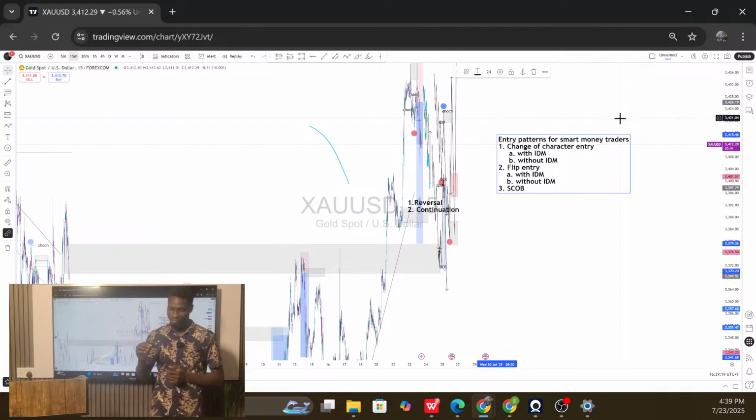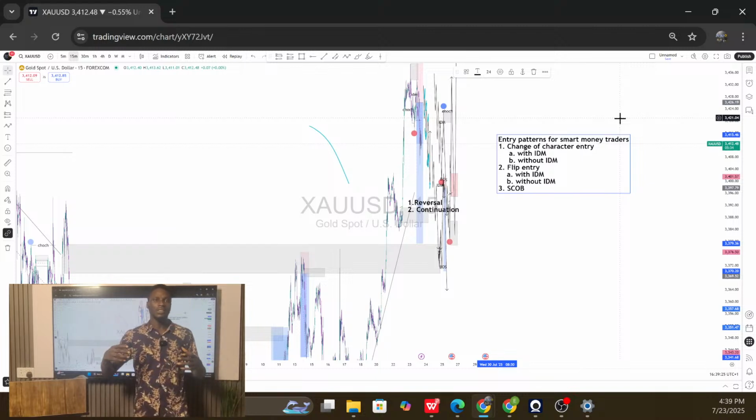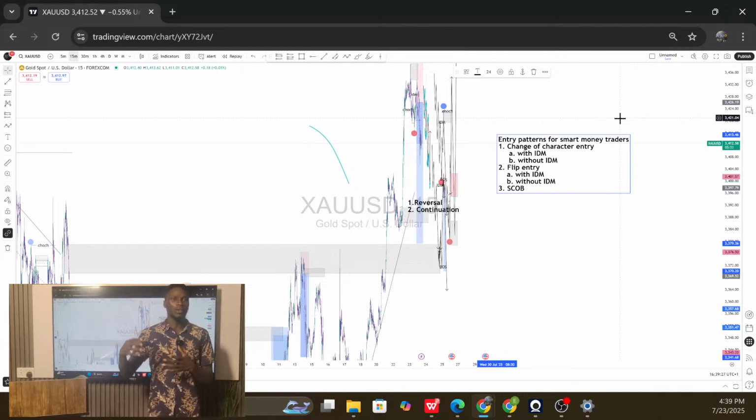So flip entry, we have you wait until price comes back to a particular level, and when it gets back to that level, the level that caused the violation, then you want to see a trading opportunity there. So flip entry can also come with an inducement or without an inducement, right?